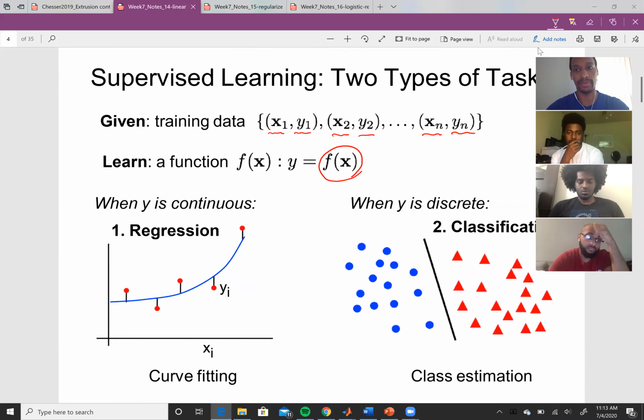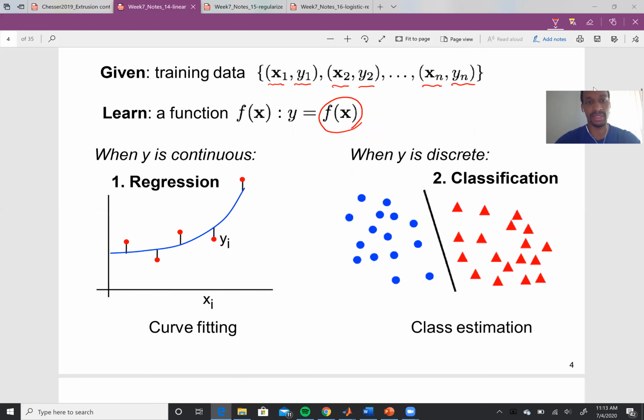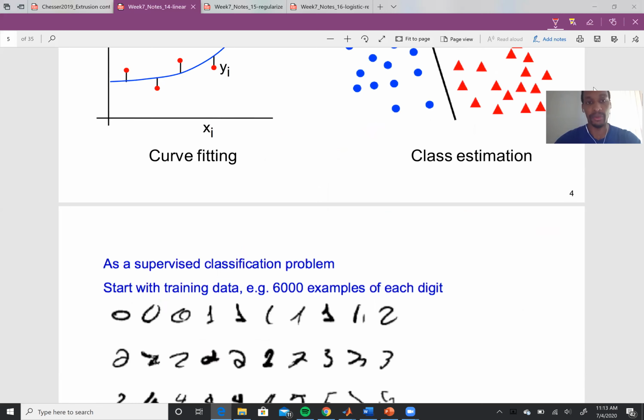And so there are two types of tasks with this. One is regression, and one is classification. When the function is continuous, you're doing regression, and when it's discrete, you're doing classification. We won't get into classification, I don't think, until the last of these lectures, but we'll talk about that in this lecture, or in this time.